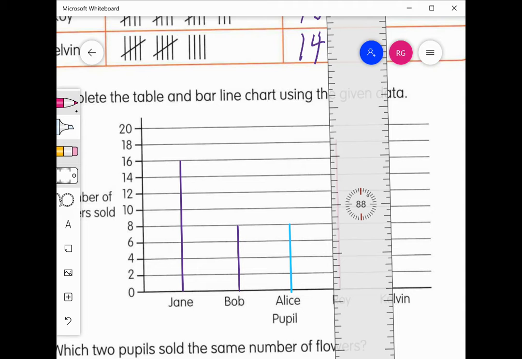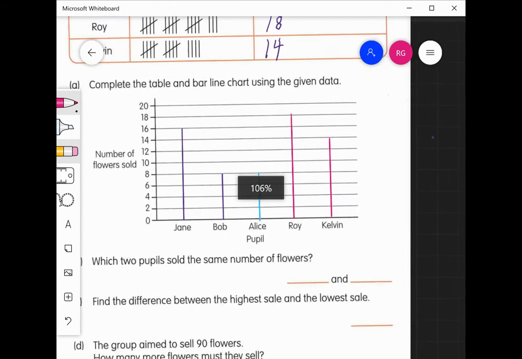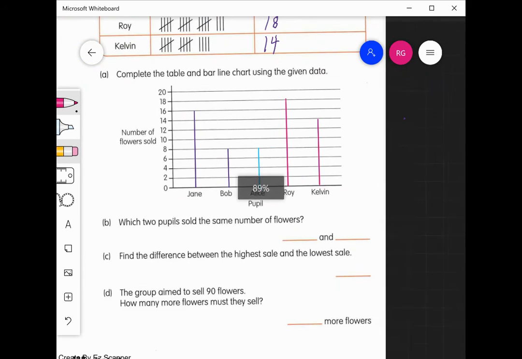And Kelvin, what was Kelvin? Kelvin should be 14, all right? There we say Kelvin is 14. Pretty good. Okay, that's what your chart should look like when you're finished, your bar line chart.